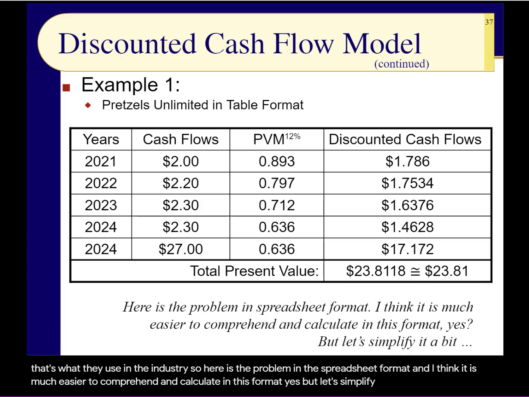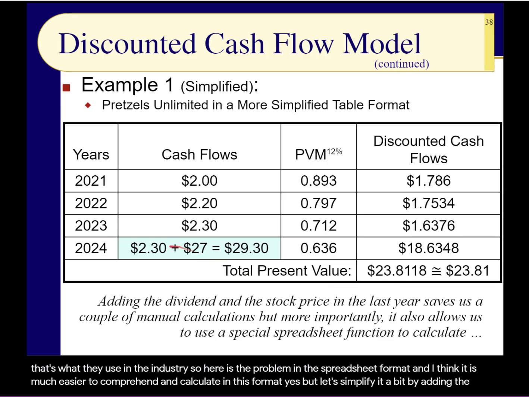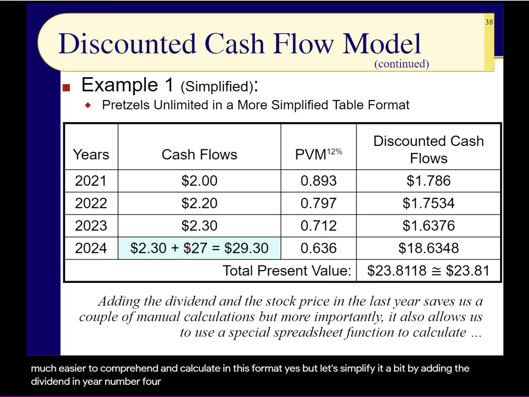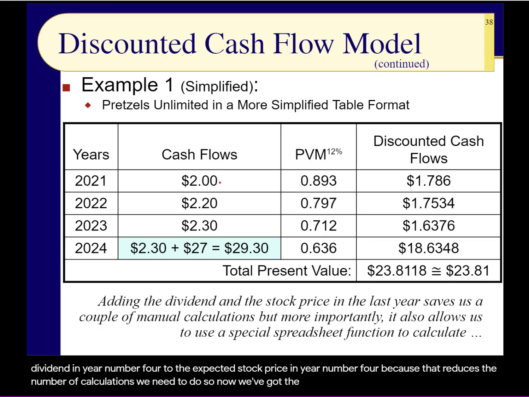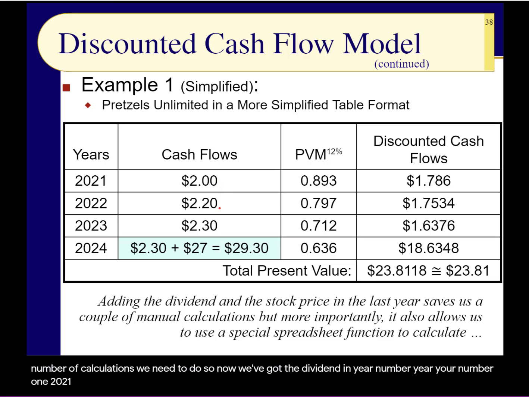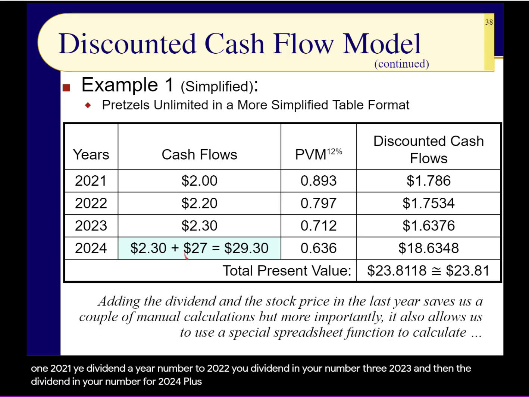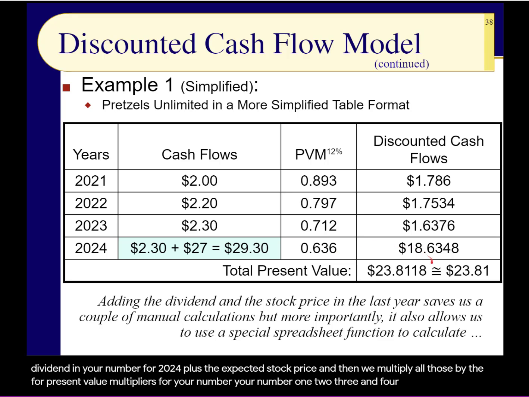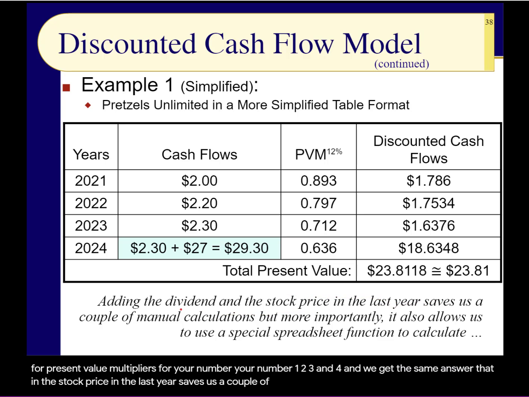But let's simplify it a bit by adding the dividend in year number 4 to the expected stock price in year number 4. Because that reduces the number of calculations we need to do. So now we've got the dividend in year number 1, 2021, dividend in year number 2, 2022, dividend in year number 3, 2023, and then the dividend in year number 4, 2024, plus the expected stock price. And then we multiply all those by the 4 present value multipliers for years number 1, 2, 3, and 4, and we get the same answer. But adding the dividend in the stock price in the last year saves us a couple of manual calculations.